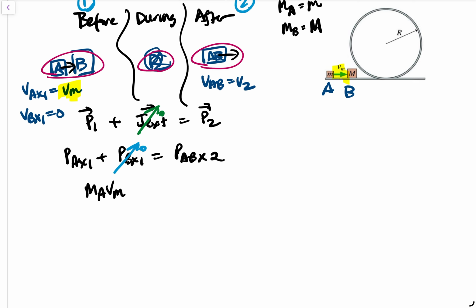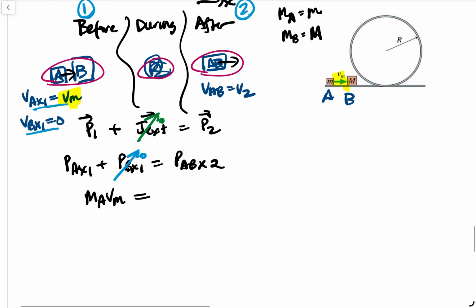So that initial momentum starting out is just, this one has no momentum. This one is just my mass times that v sub M. So that's my initial momentum of the system. And this is going to equal, at the second part here, the mass of A and B together, and then that velocity is going to be v2.